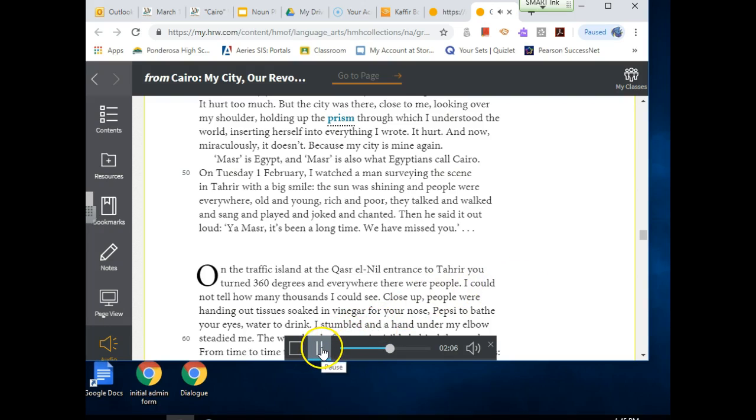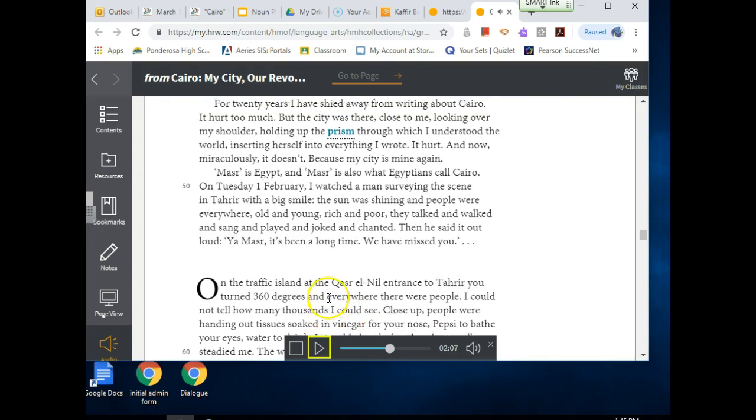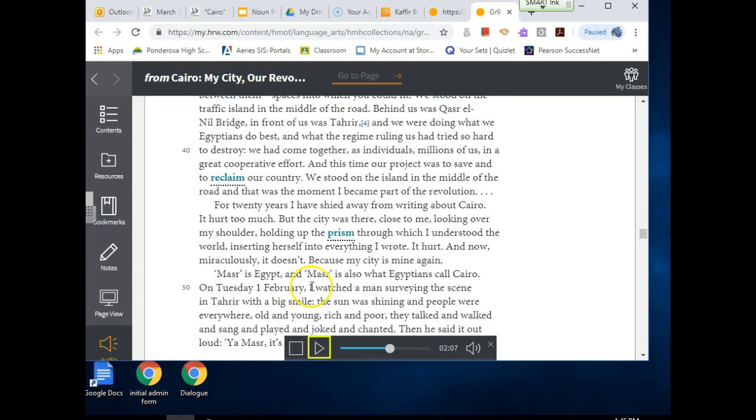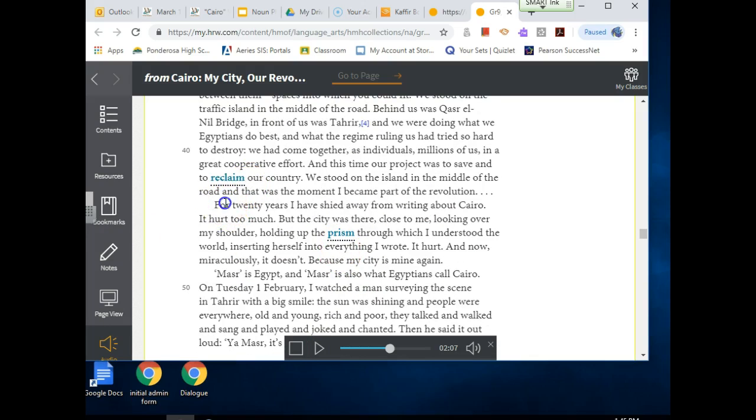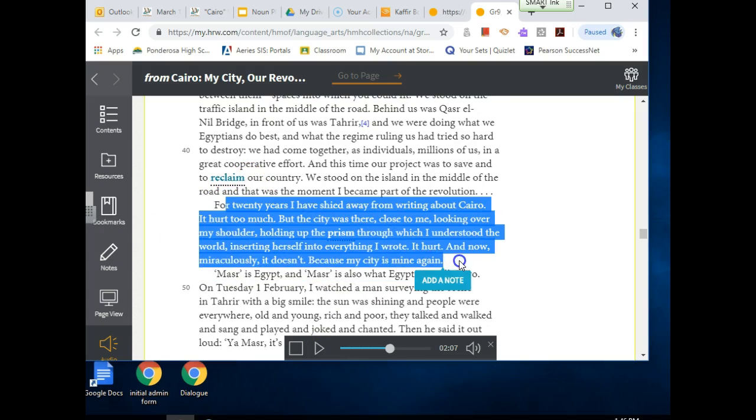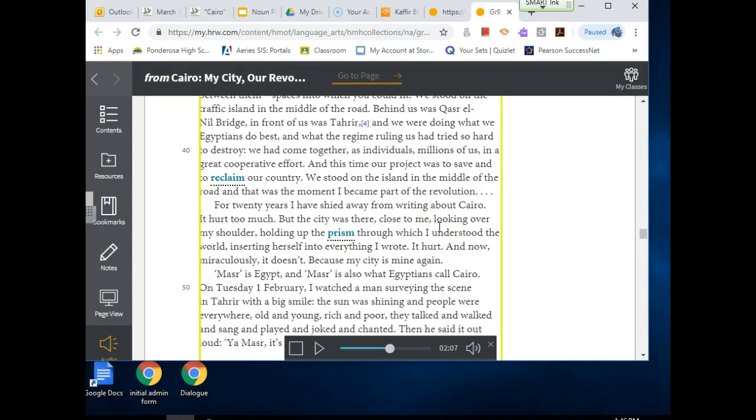We have missed you. Okay, so if you guys were at all confused as to what is happening, sometimes this is a narrative, right? It's in a diary entry, but it's a narrative. Writers will sometimes like interrupt the story to give a little bit of like personal info. So that's what's happening right here. So she's talking about Cairo, and then she goes, for 20 years I've shied away from writing about Cairo. Okay, so that's how she's formatting it. She's interrupting the story with her own personal like input. Okay.